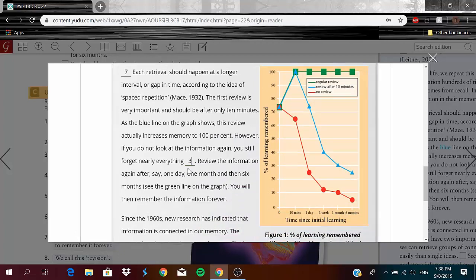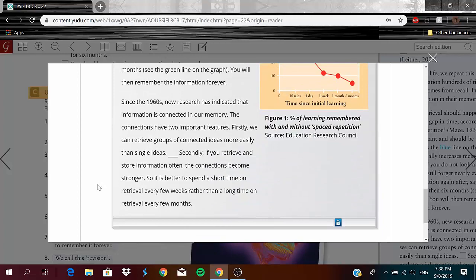And then we'll keep going by saying review the information again after, say, 1 day, 1 month, and then 6 months. You can see the green line on the graph. You will then remember the information forever. Okay? And then we have, since the 1960s, new research has indicated that information is connected in our memory. The connections have 2 important features.